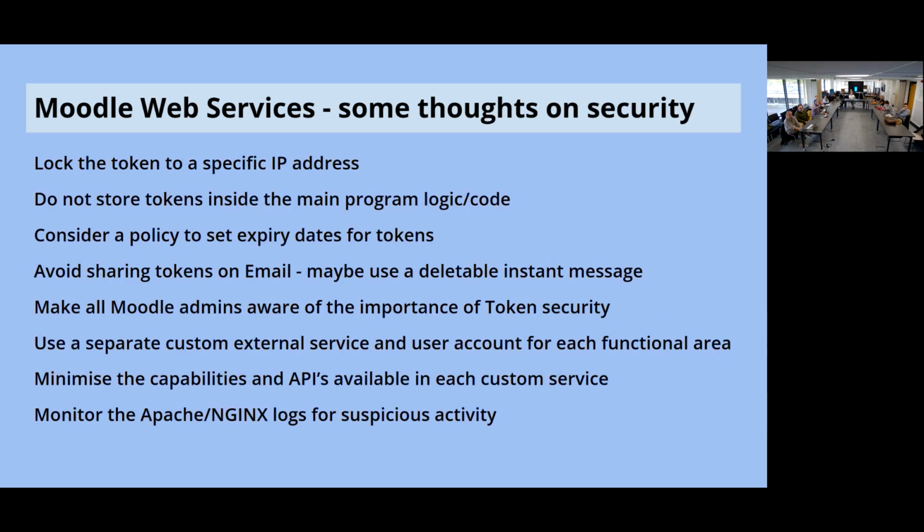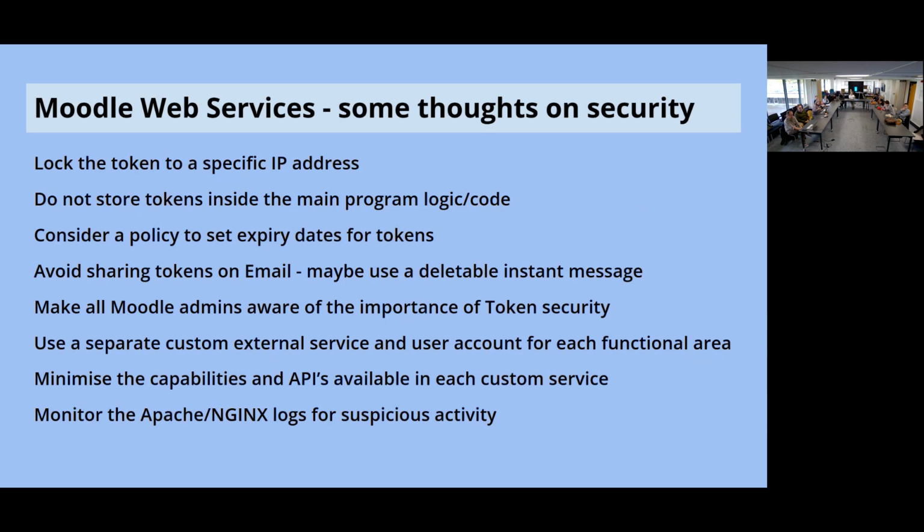Quick thoughts on security. When you're creating a token, you can lock it to a specific IP address. This is probably the number one way of stopping web services getting into the wrong hands. So that token I had earlier on, I can link that to a very specific IP address. And if an attacker comes in on a different IP address, they won't be able to use that token.